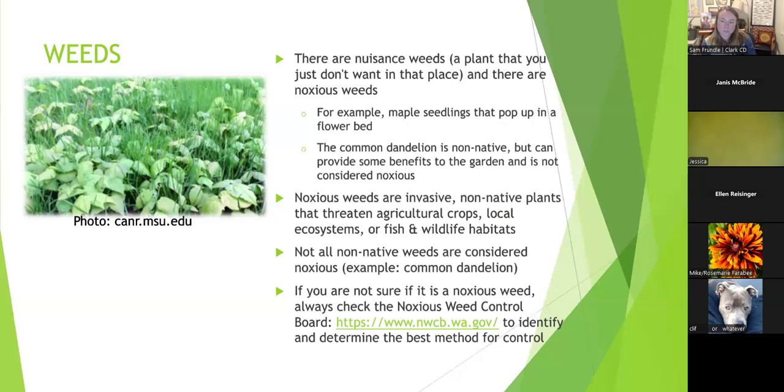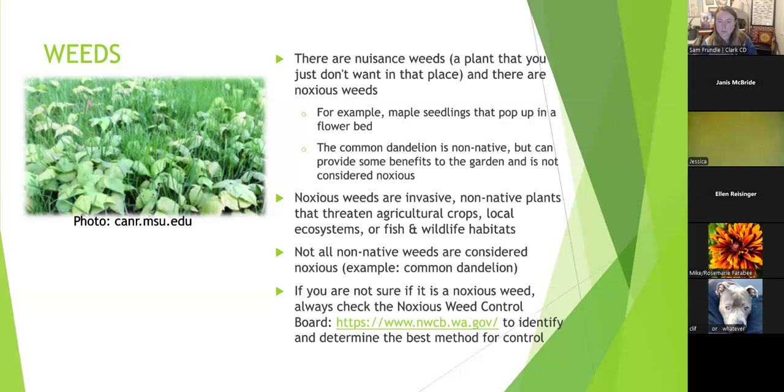A common dandelion is a non-native, but it can provide a lot of benefits to the garden. It's not considered a noxious weed. Noxious weeds are different. That's going to be your English ivy, your blackberry. Those things can take over. They are invasive, non-native plants, and they threaten agriculture crops, local ecosystems, our fish and wildlife habitats. So they are very invasive. Now, not all non-natives are considered noxious. For example, the dandelion I just talked about.